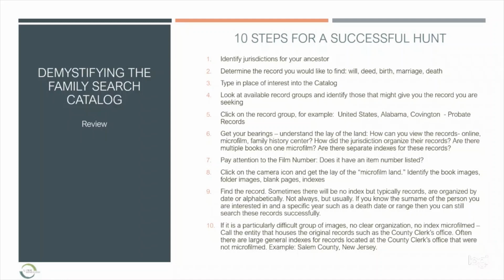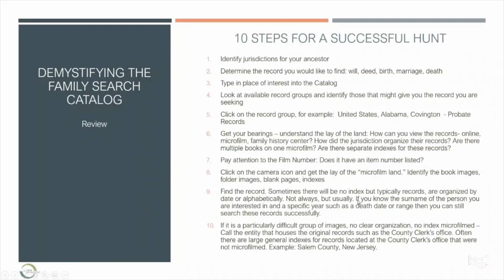But if there's no index, I don't want to give a percentage, but often they're organized in some consumable way, whether that's alphabetically, by surname, by given name, by date. And so if you know the person's full name, if you know about when they lived in that area, then you can typically find these records and search them successfully. Although without an index, it might take you a little bit longer.